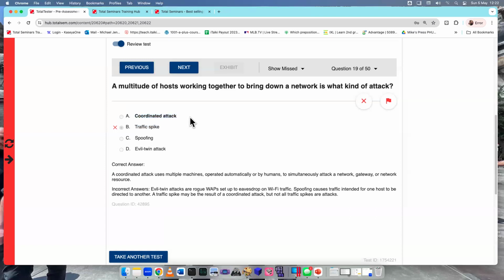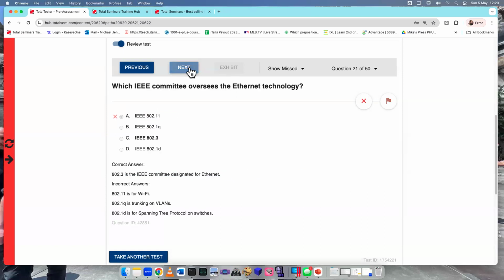Okay, I could see where that goes. Coordinated means multiple together, simultaneous, right? So the wording is very specific. I missed it. 2 more later.